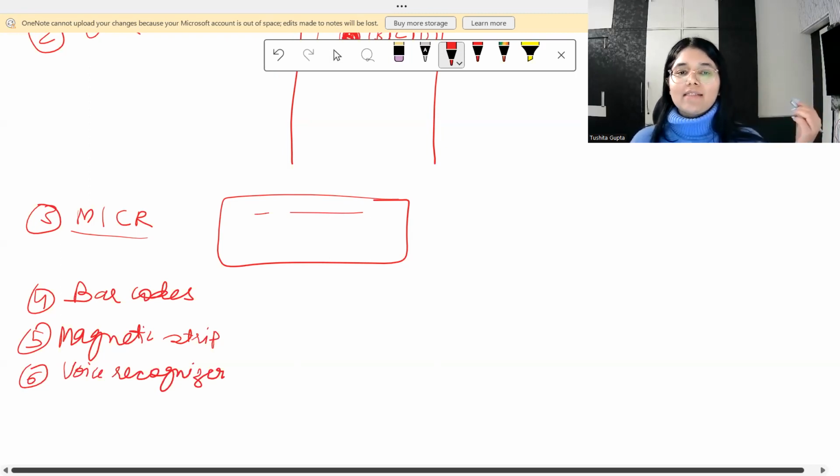So if you have an Alexa and you tell her to run some music, you just say, Alexa, play this song, and it plays that song. So it's a voice recognizer method. It will follow your commands. It is trained in a manner that it follows the commands that you give it. So this is another way to capture data directly. Now with this, we are done with the methods of data capture.